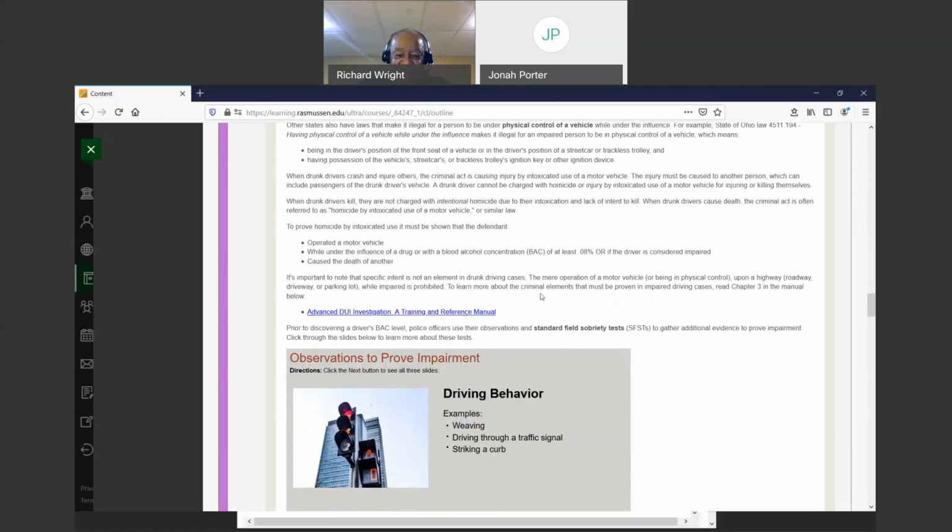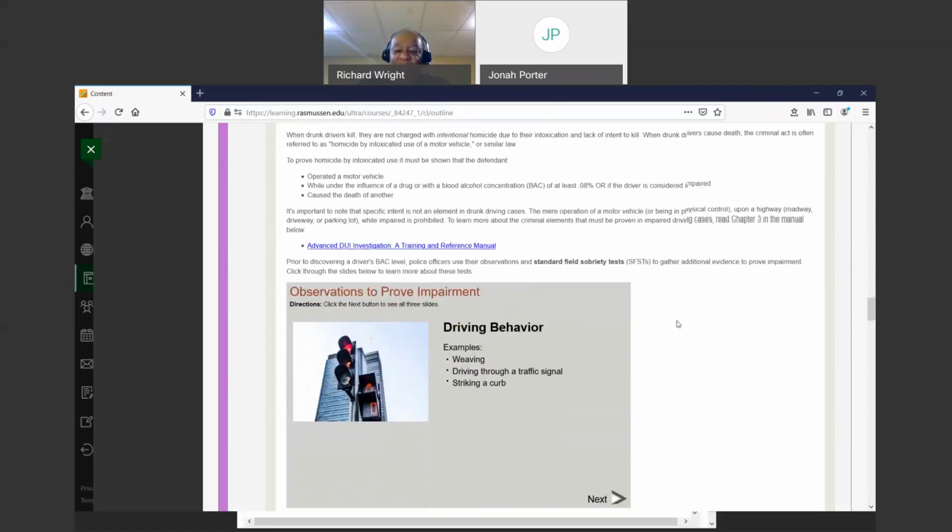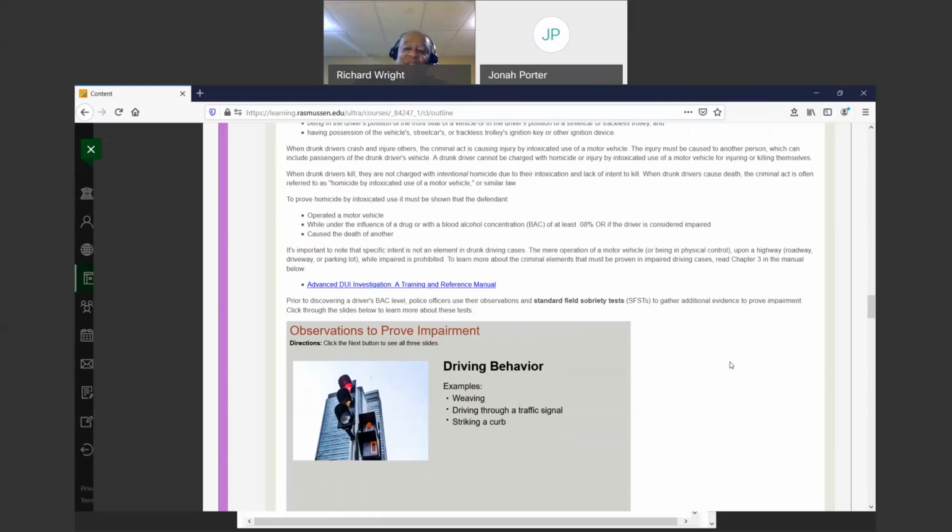So all right, what we've learned to do is what we call field sobriety tests, and there are things that we look for. You've probably seen these. You've seen people driving, weaving through traffic, driving through a traffic signal, striking a curb. I've seen people come down the street and strike the curb on the lane where they're supposed to be, and drive across the line and strike the opposite curb. I've actually had plates like that where I've written down the information and reached out to the police.